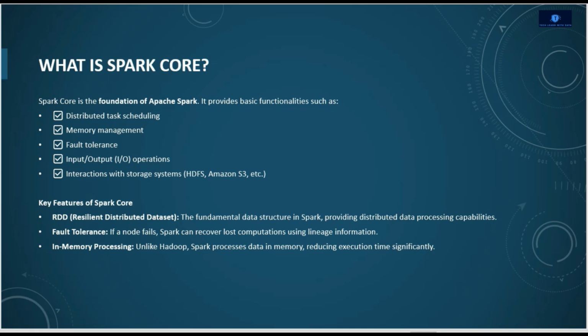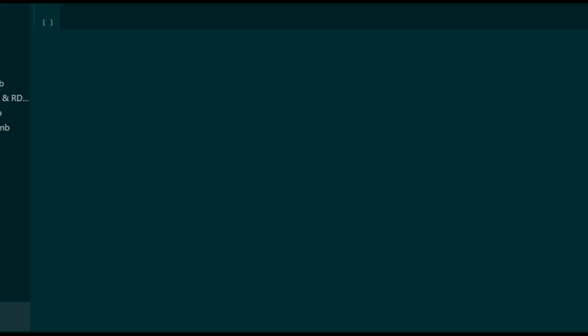The next one is in-memory processing. Unlike Hadoop, Spark processes data in memory, and it reduces execution time significantly. So this is the basic concept of Spark Core. Now we need to understand some basics from the programming perspective, that is, how we can use RDD in Spark Core. So let's start.